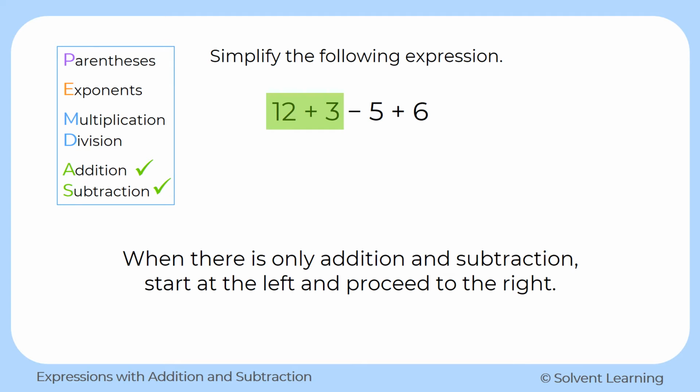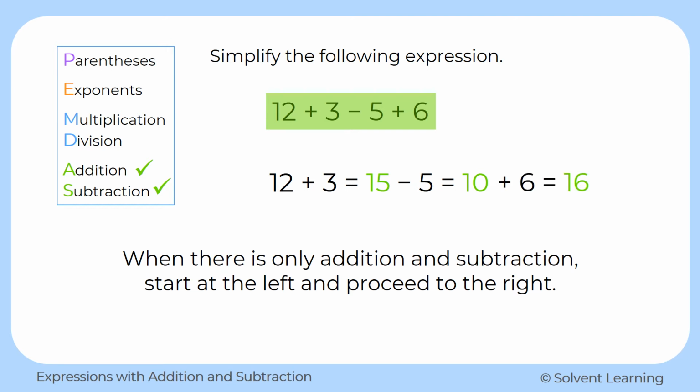So first we start with our 12 plus 3. We know 12 plus 3 gives us 15. Now we're going to subtract 5 from that. Okay, so we had 15. We'll subtract 5. Now we have 10. Now we go to our last step, which is adding the 6. So we have 10, add 6 to it. That gives us 16. So that means that this expression simplifies to 16.